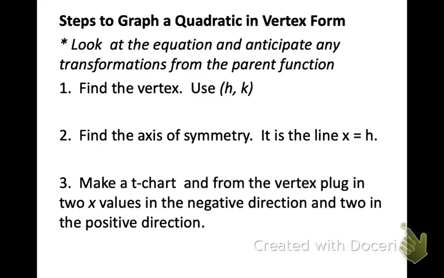Now here are some steps to graph a quadratic in vertex form. First, you want to look at the equation and anticipate any transformations from the parent function, looking at those a, h, and k values. Then remember, you're going to find the vertex, you're going to pick out h and k, you're going to find the axis of symmetry, that line of symmetry, and it will be a vertical line in equation form, x equals whatever the h value is. And then you're going to make a t-chart from the vertex, just like you've done before. 2 values in the negative direction for x and 2 in the positive direction.